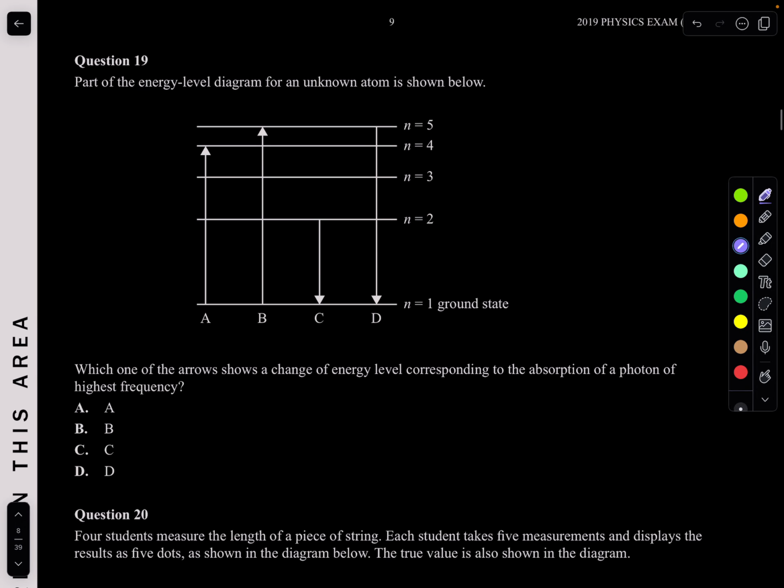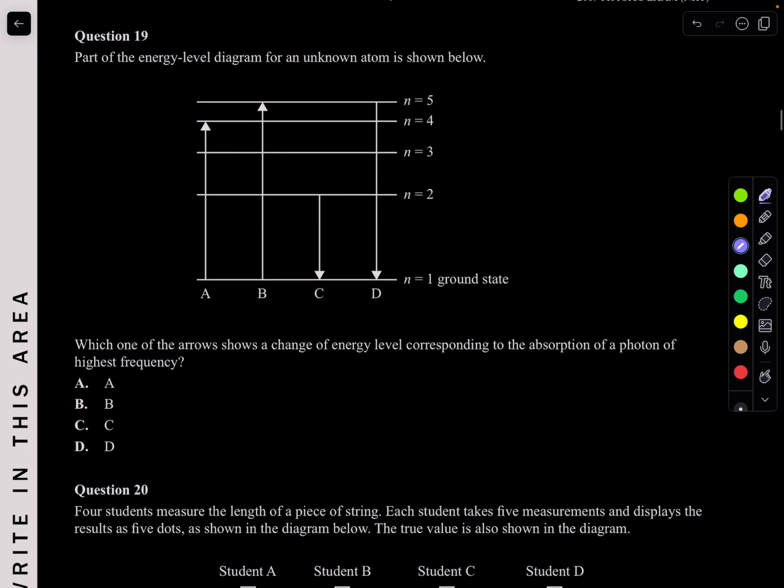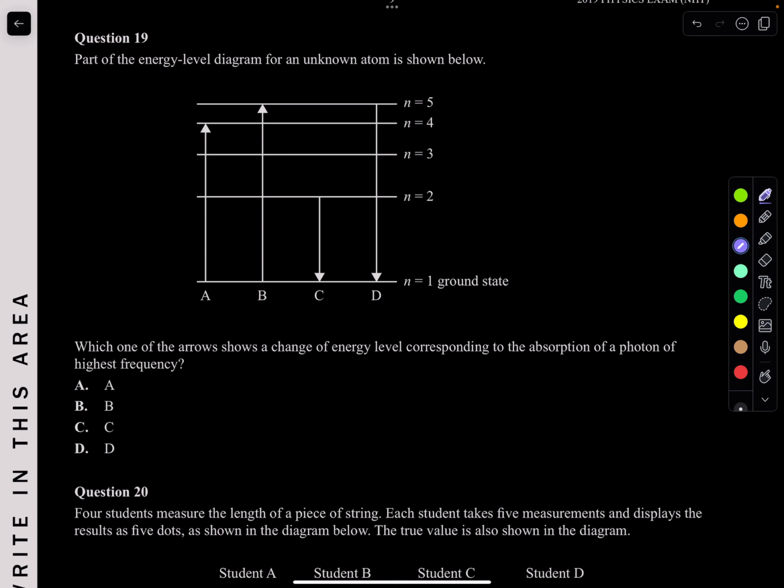Question 19. Part of the energy level diagram for an unknown atom is shown below. Which of the following arrows shows a change of the energy level corresponding to an absorption? So we're going from a lower energy state to a higher energy state, so we're going upwards. Over photon, highest frequency. Highest frequency means the highest energy. Which one is absorbing the highest energy?